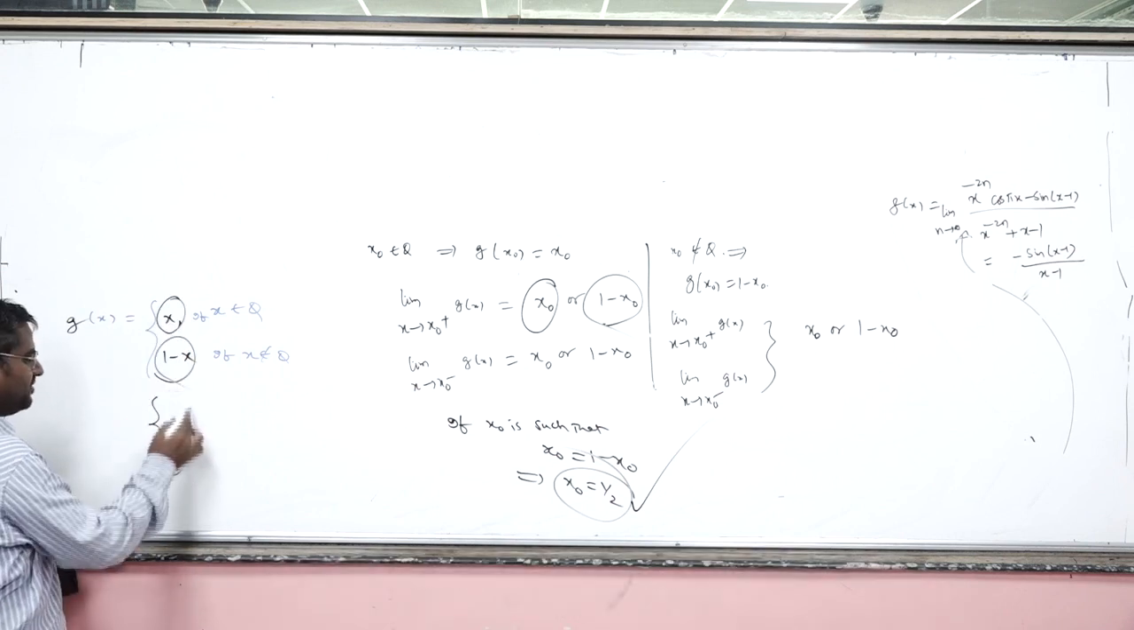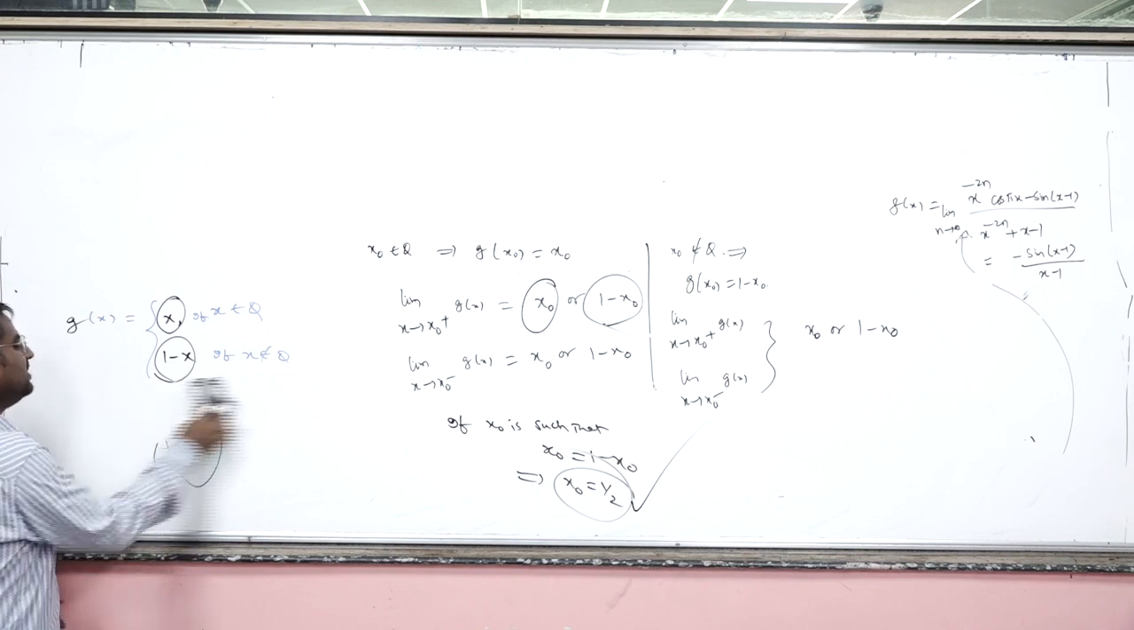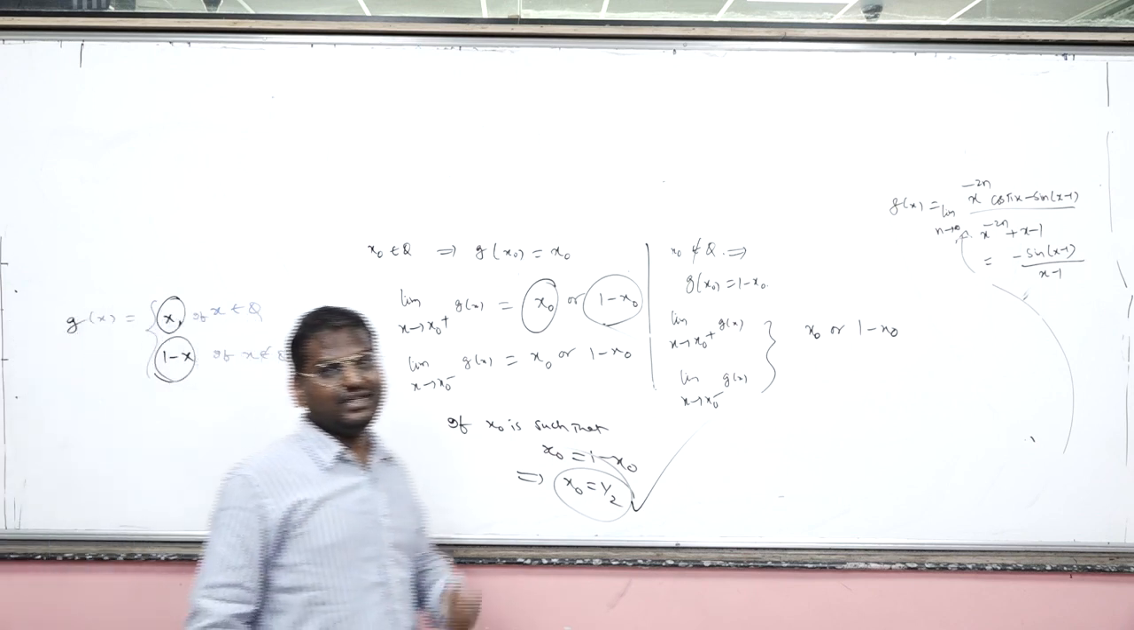In the earlier case, in the original Dirichlet function, 0 can never be equal to 1. That was the reason there was no x at which it would be continuous.